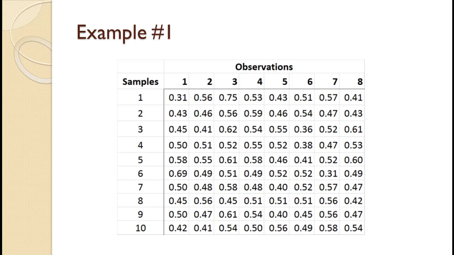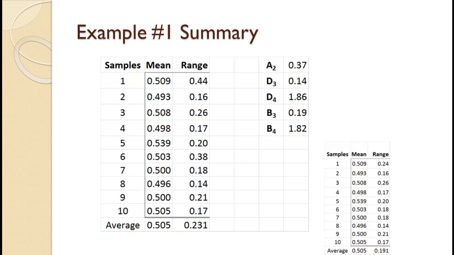This slide shows the summary of the raw data along with the control chart factors. At the bottom in smaller print, it also shows a summary of the original example number 1. Notice that no means have changed, and only the ranges for samples 1 and 6 have changed. Those 2 ranges went up, so the average range increased as well.